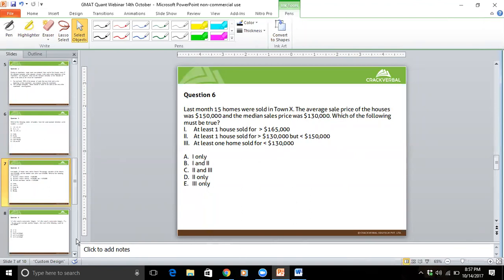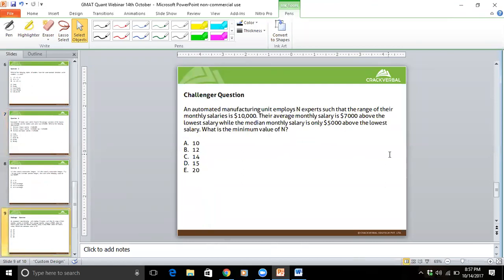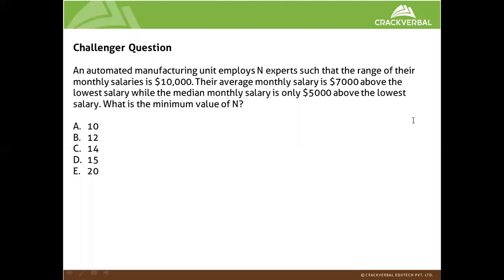All right, guys. So here's a couple of challenger questions. Here's your first challenger question. I want you to take 2 minutes. Try solving it. It's a good hard level question. I would rate this definitely at a good 740 or 750. I want you to take 2 minutes and give me an answer, please.